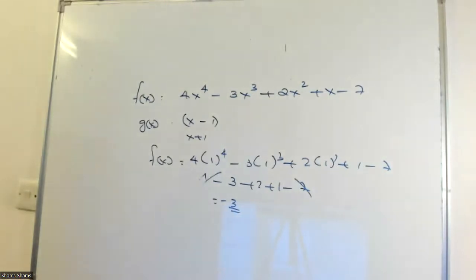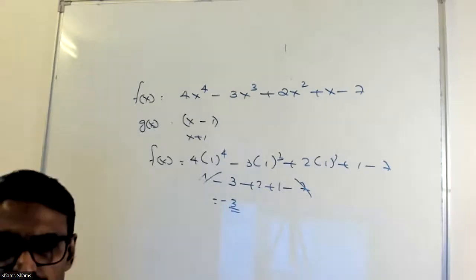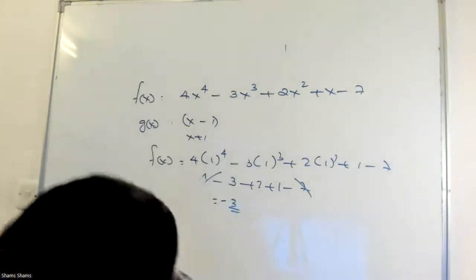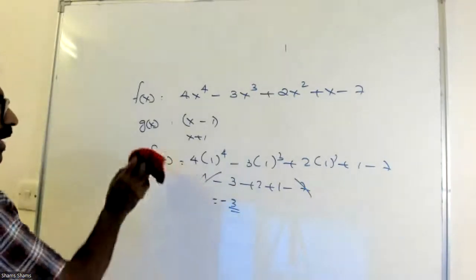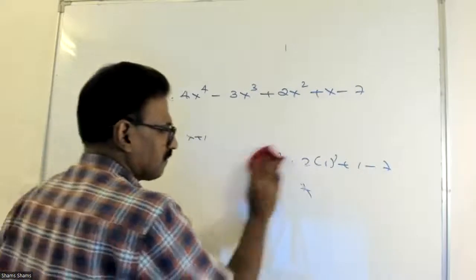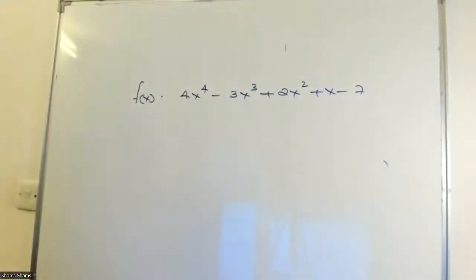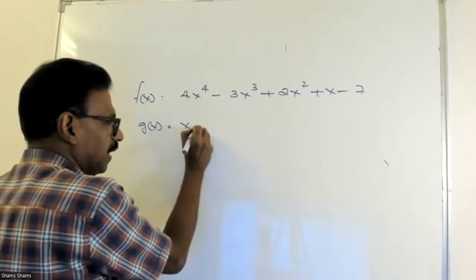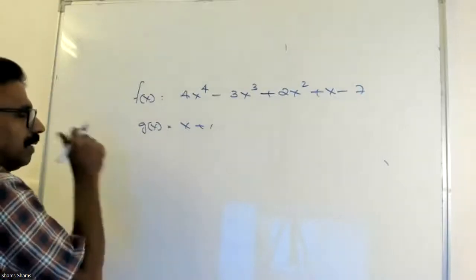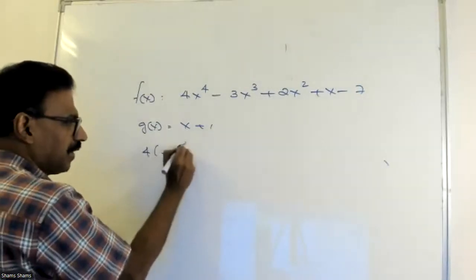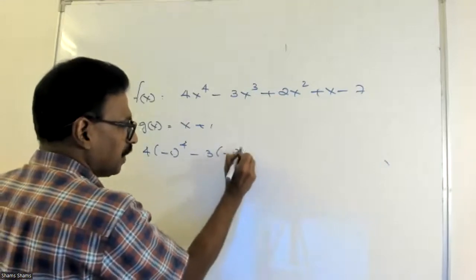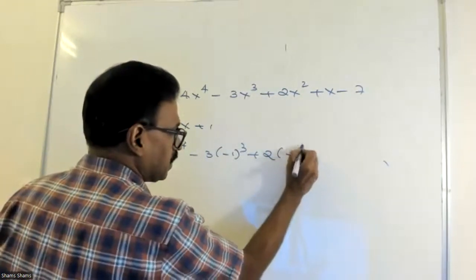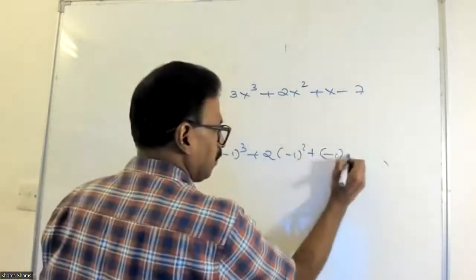I think so, correct, because everyone, you just substitute x equal to minus 1. Okay, Umair, that's wrong. You substitute x equal to minus 1. Look here, g of x equals 4x^4 minus 3x^3 plus 2x^2 plus x minus 7, right? Then 4 into minus 1 raised to 4, minus 3 into minus 1 cube, plus 2 into minus 1 square, plus minus 1, minus 7.